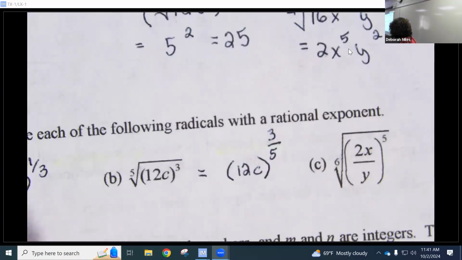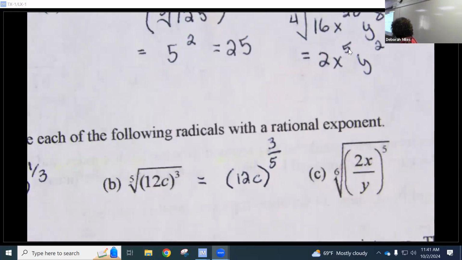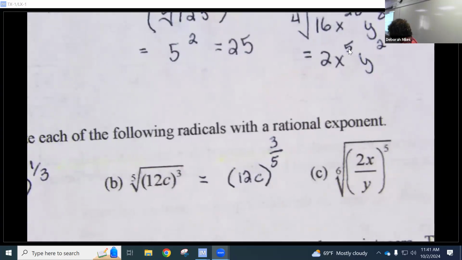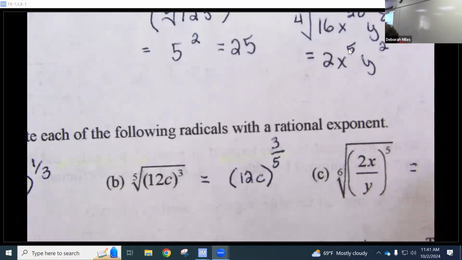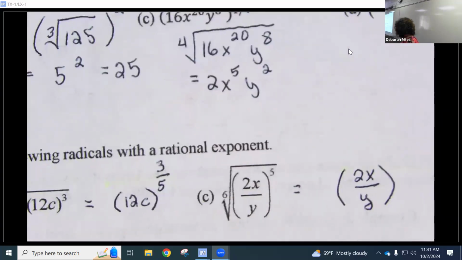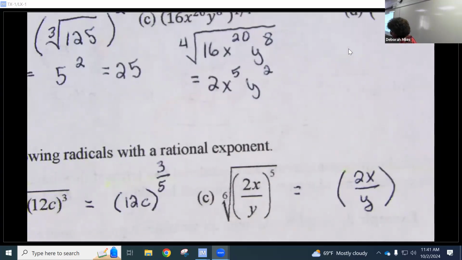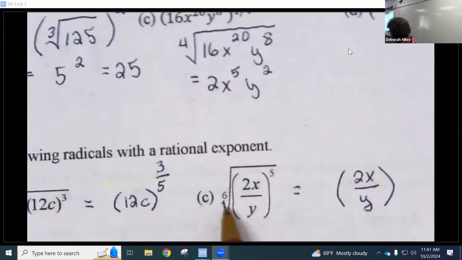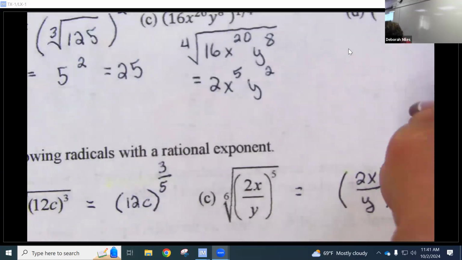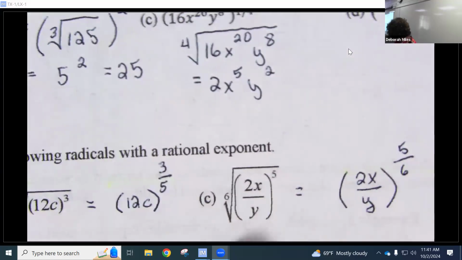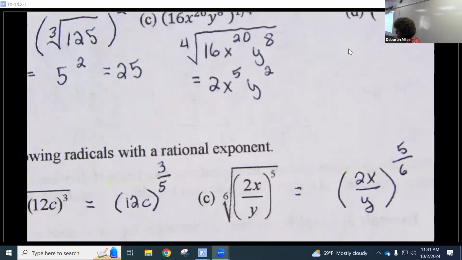And one more, 6th root of the fraction 2x over y raised to the 5th power. If I wanted to write that as just a fraction 2x over y to a power, what would the exponent be? 5, 6. Beautiful. 6 is the denominator because that's the index of the radical. 5's the numerator because that's the power that the 2x over y is raised to.